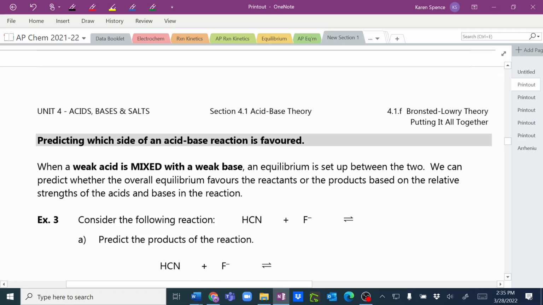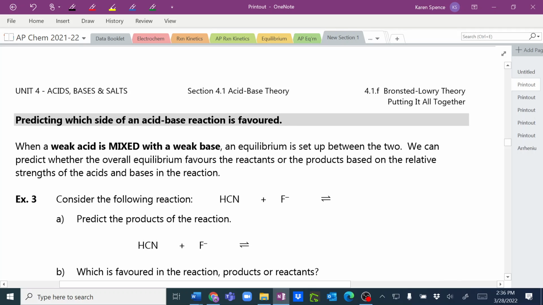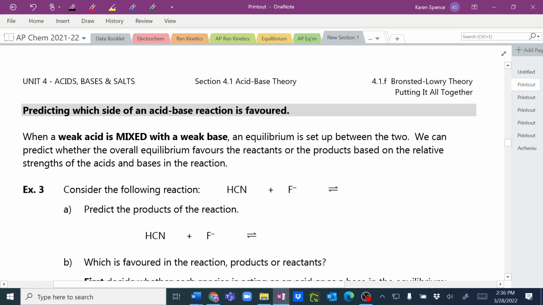Now, this is where we get into the meat of this. All the rest of it prior to this is mostly just definitions and stuff, yes? When we take a weak acid and mix it with a weak base, we get an equilibrium set up between the two, and we can determine whether the reactants or the products are favored based on the strength of the acids. Do you remember in electrochemistry when we said either the reaction will go or it will not go? Yes? Acids and bases is not quite as cut and dried. It's not just go or not go, but it is reactant favored or product favored. Yes?